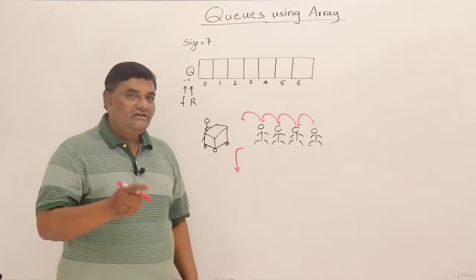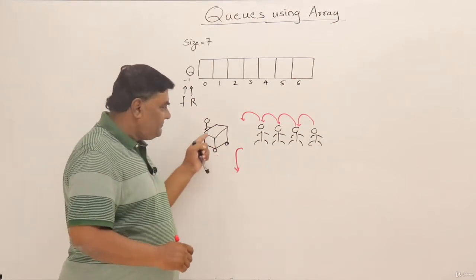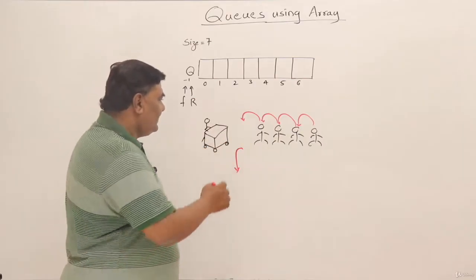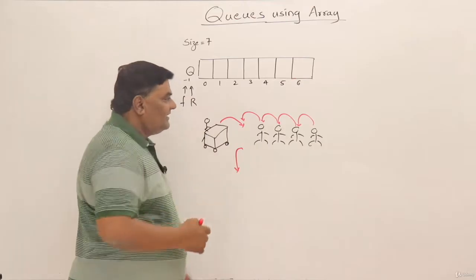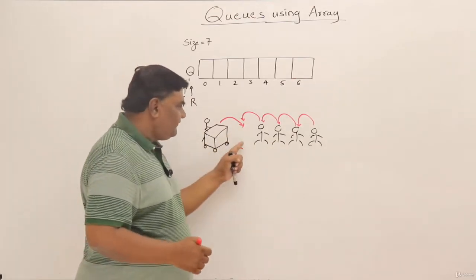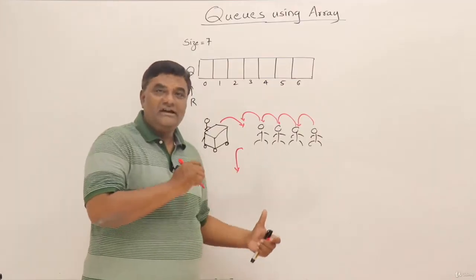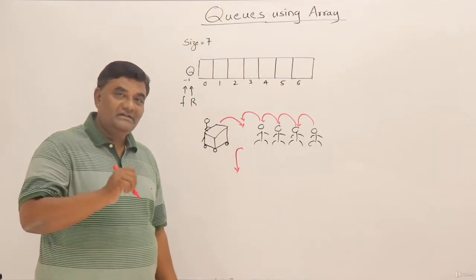So they are shifted. Instead of that, if this counter can be moved, or this person just takes one step and moves forward, then we don't have to shift all these people. This place is vacant, so he can move forward. This is the idea we will use for implementation of a queue using 2 pointers in an array.